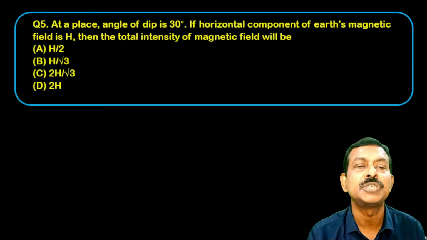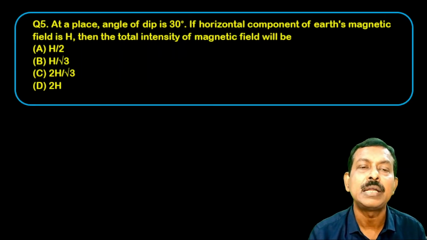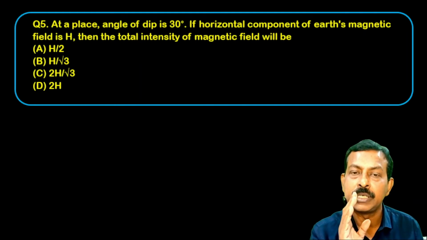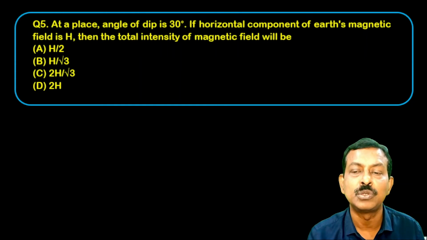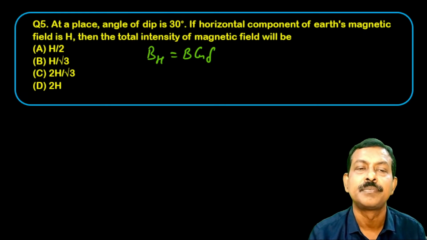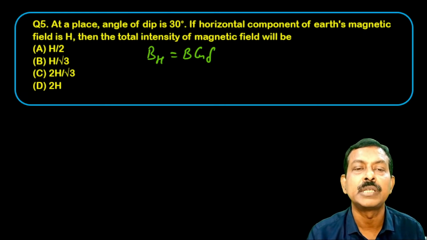Let's take the next question. At a place, the angle of dip is 30 degrees. If the horizontal component of Earth's magnetic field is H, then what is the total magnetic field? Now we are just relating the horizontal component, the angle of dip and the magnetic field. So the relation between them will be BH equals B cos delta. Here the horizontal component is given, and you are representing it as H.